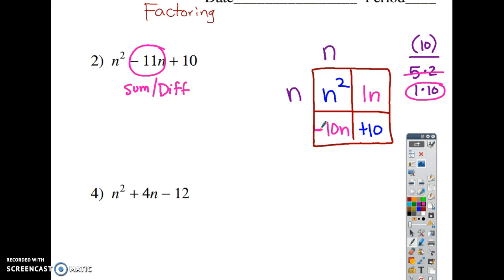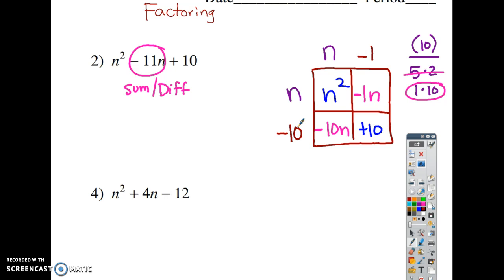Negative 10 plus negative 1, let's put it in the calculator. Negative 10 plus negative 1 gives you a negative 11. So they work. So then we fill in the outside. N times what gives you negative 1n? Negative 1. N times what gives you negative 10? Negative 10. And now I need you to check the last one.